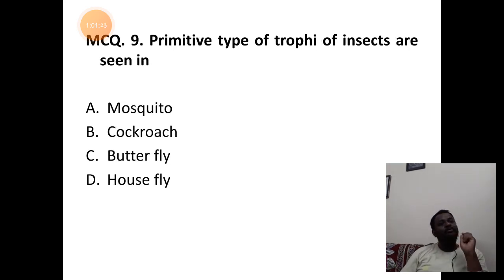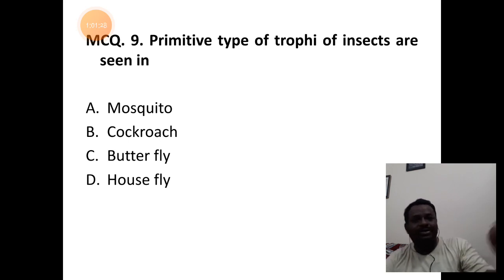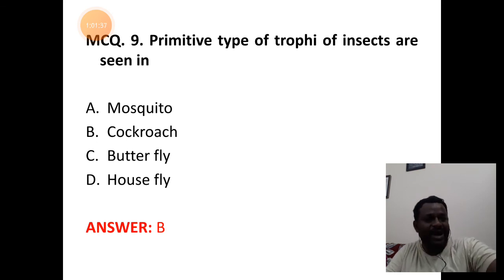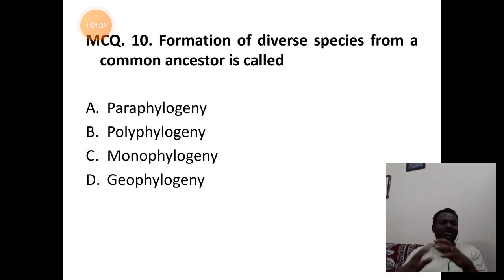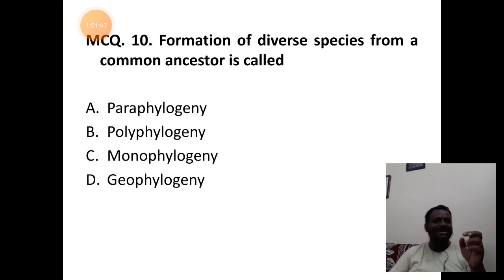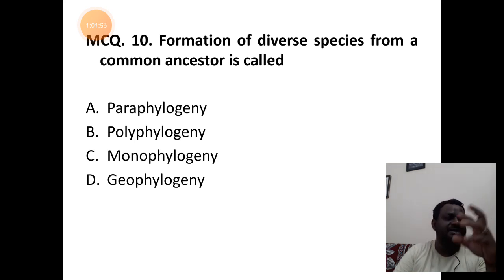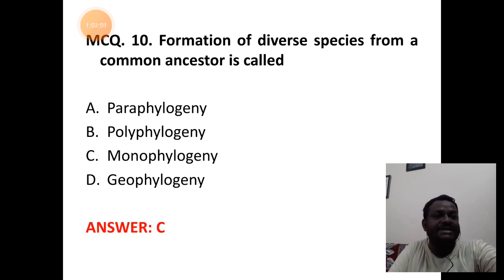The primitive type of trophi of insects is seen in which of the insects below? It is in cockroach, where chewing and biting type of mouth parts are seen, which feed on solid food. So answer is B. Last question. Formation of diverse species from a common ancestor. One ancestor is giving many species, so it is monophylogeny. Every organism that we consider under the homologous system makes use of one common ancestor. So we call it monophylogeny. Answer is C.